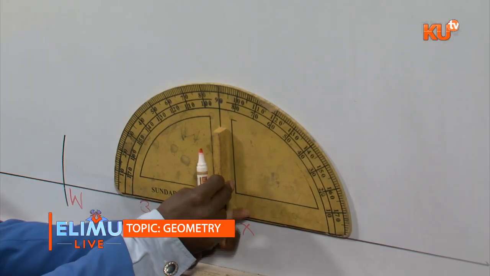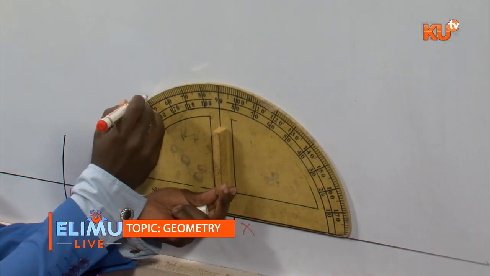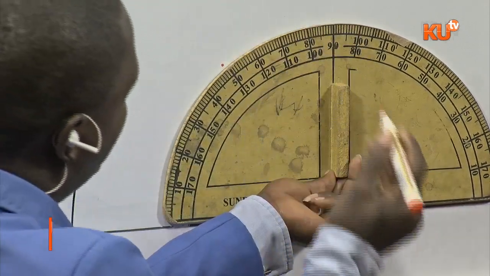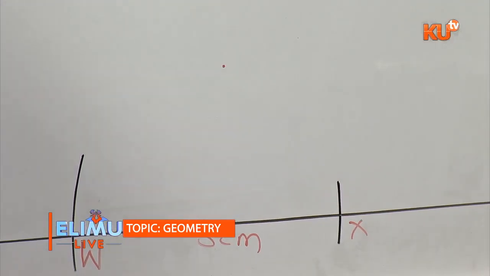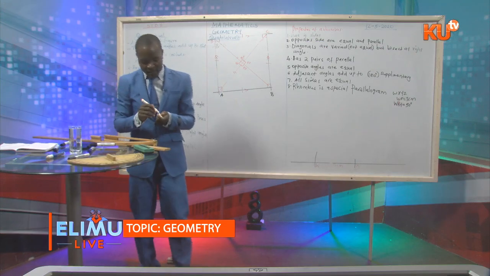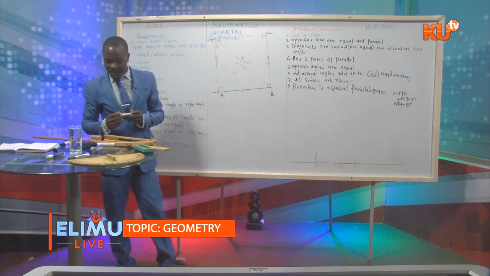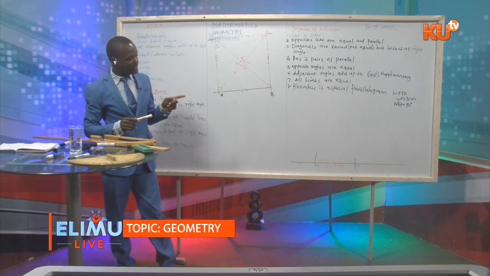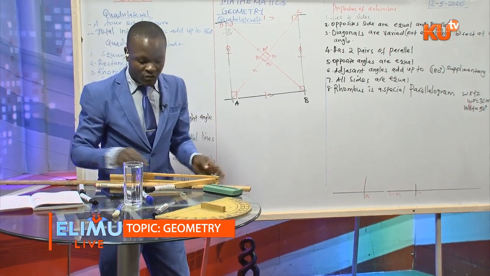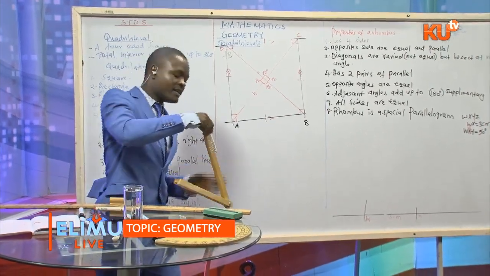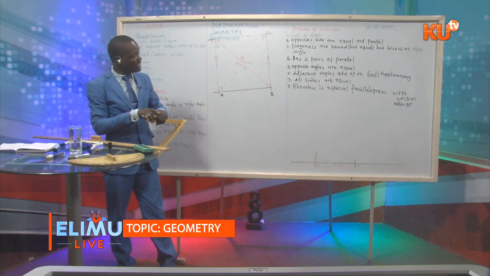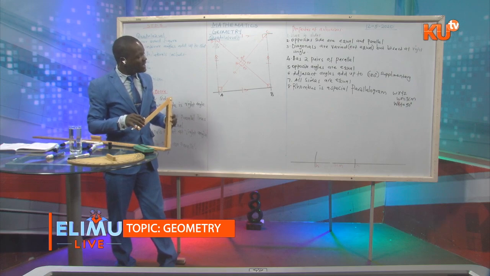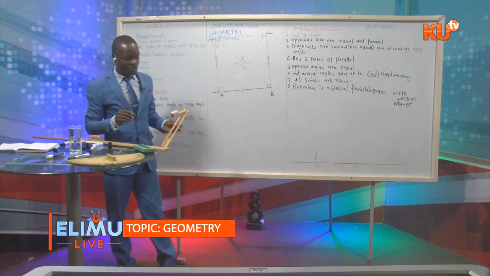So we measure 50 degrees. So 50 degrees is here. So you put a dot, like I've just put mine. Then you remove your protractor. Then where the dot is does not mean that the line is going to end there. What you need to do, again, is to measure the 3 centimeters. Remember I told you that one of the properties of a rhombus is that all of its sides are equal.